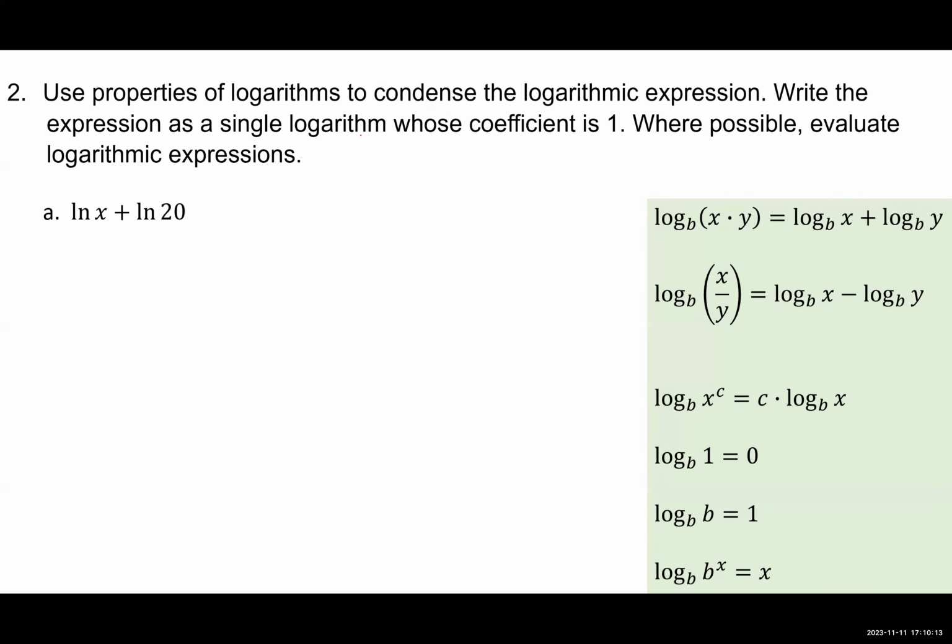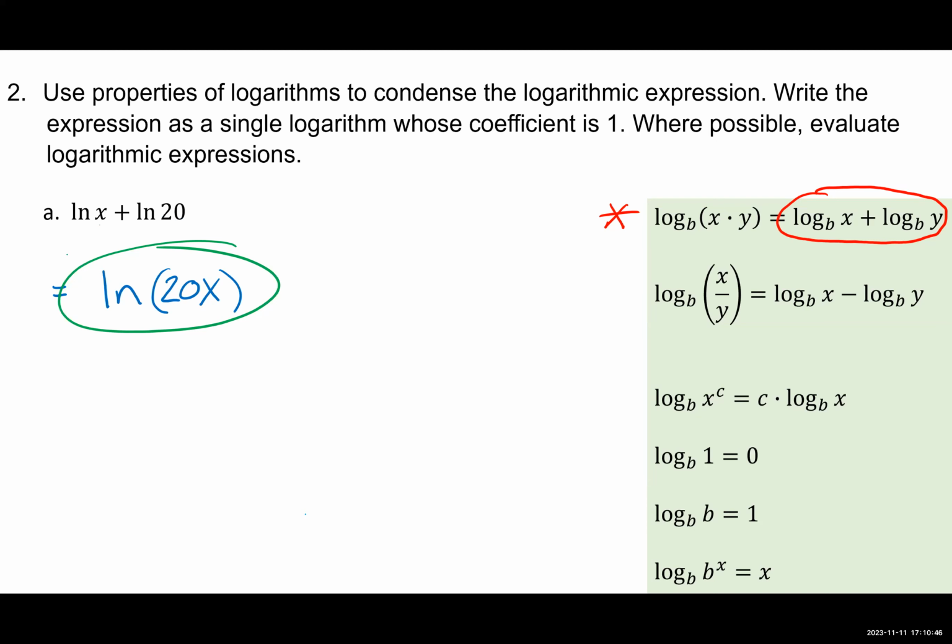All right. This one looks like it's just one step. It looks like we have the right-hand side of this first rule. So we could write this as the natural log of x times 20, or 20x. And for this one, this is as far as we go. We usually do green. There we go. Green circle for the answer. Yeah, so this is as far as we go in this one.